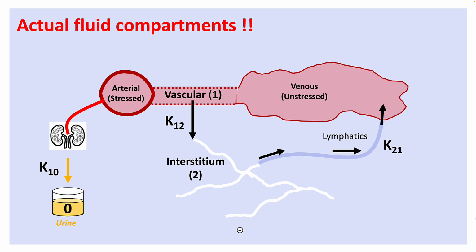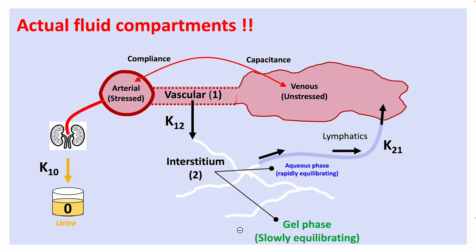The actual fluid compartments are a little bit more complicated. First, the intravascular compartment is made up of arterial and venous compartments. If you remember, arterial is your stressed compartment and venous is your unstressed compartment. Most of the blood is in your venous compartment. And whenever you give fluid, it's going to redistribute in these two compartments depending on the compliance of the vessels and the capacitance of the vessels.